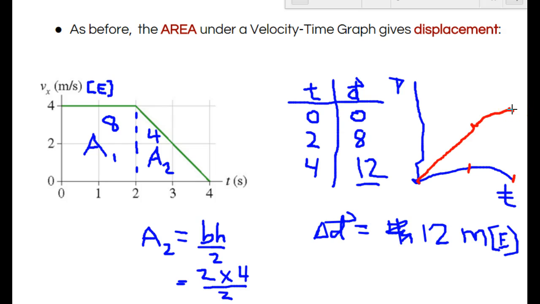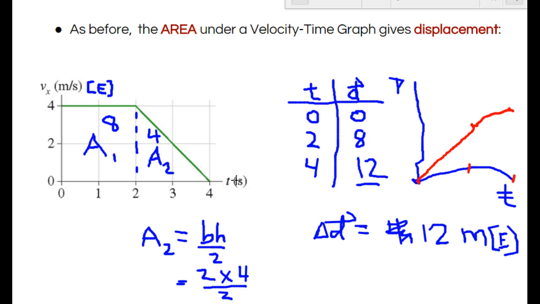So just remember that because there's a straight portion here, I'm going to have a constant velocity on my PT graph. And then the decelerated motion needs to be indicated by that curved line on my PT graph.